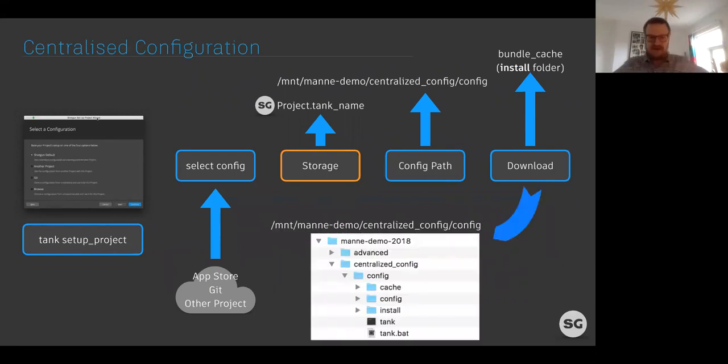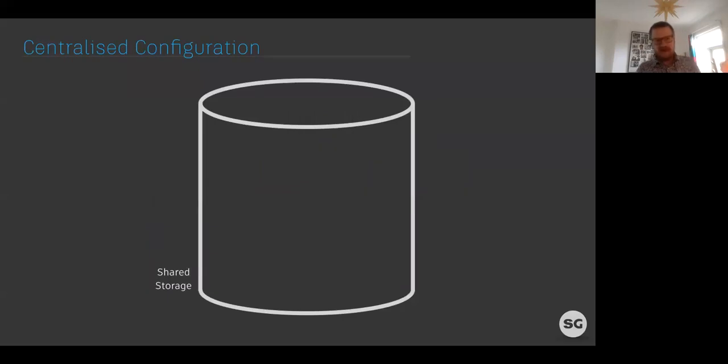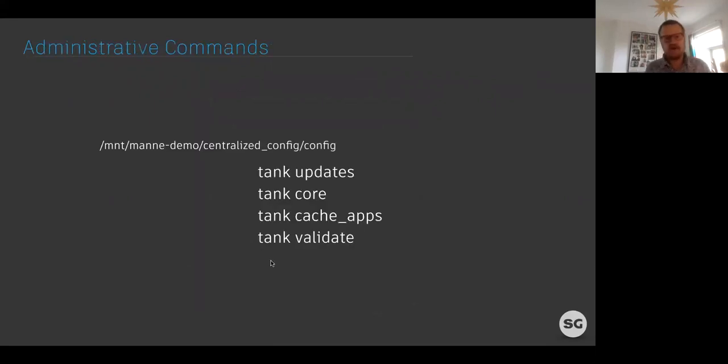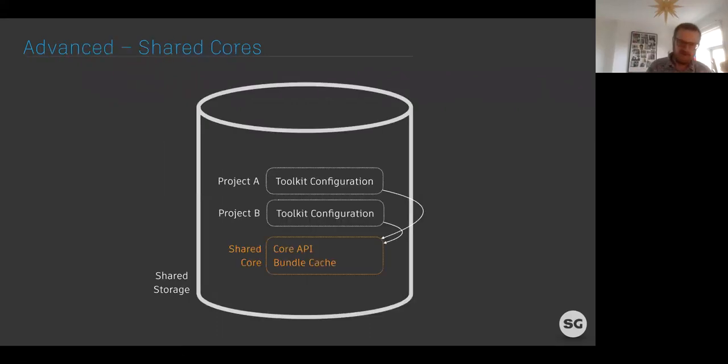So you end up with something that looks like this, where you have your config here. This contains all the bits and pieces. You've got the install folder, which will contain all your different apps, everything that got downloaded. And effectively, you end up with a structure that looks something like this, where for each project you have your bundle cache or your install folder. You have your configuration, and it's pretty self-contained, which is nice. And you have a tank command, so you can just jump in here. You can run updates. You can do core updates, you can do all sorts of things for admin type stuff. And you can do more advanced things if you want.